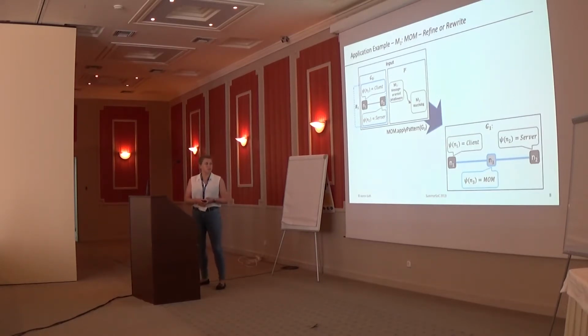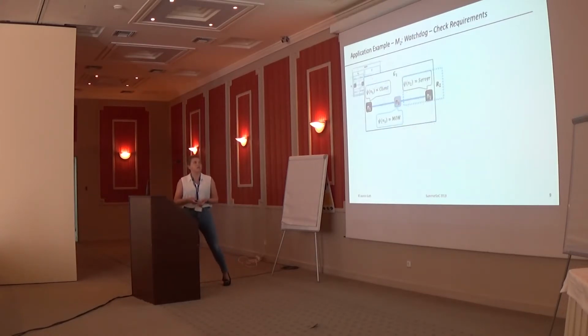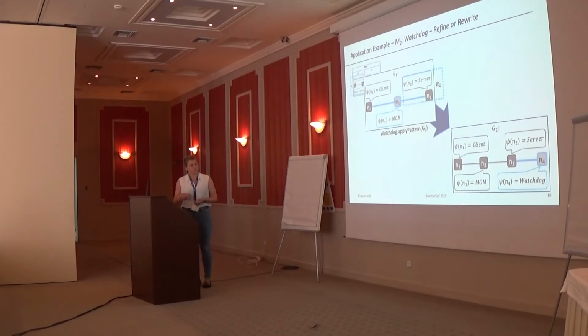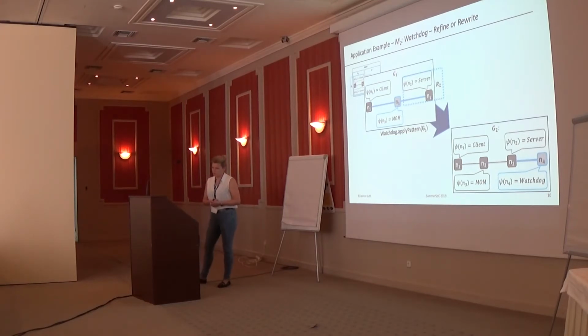And then in the next step, we want to apply the watchdog pattern. Therefore, we monitor the server, so the required fragment is a node of type server. And then again, we have the modification fragment, which is right here. With the local pattern operator, we add this node of type watchdog and connect it to the server. And this is the resulting modified architectural graph. So we added the message-oriented middleware pattern as well as the watchdog pattern.